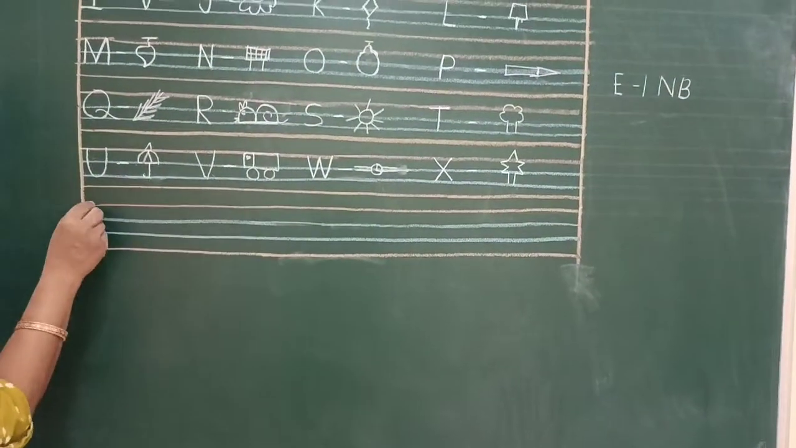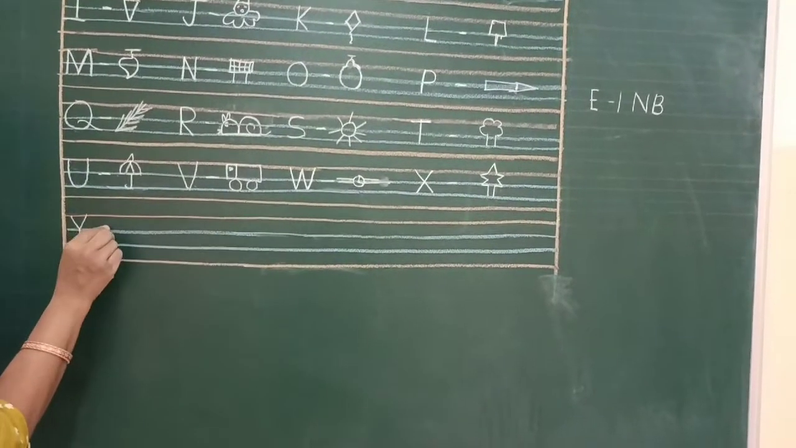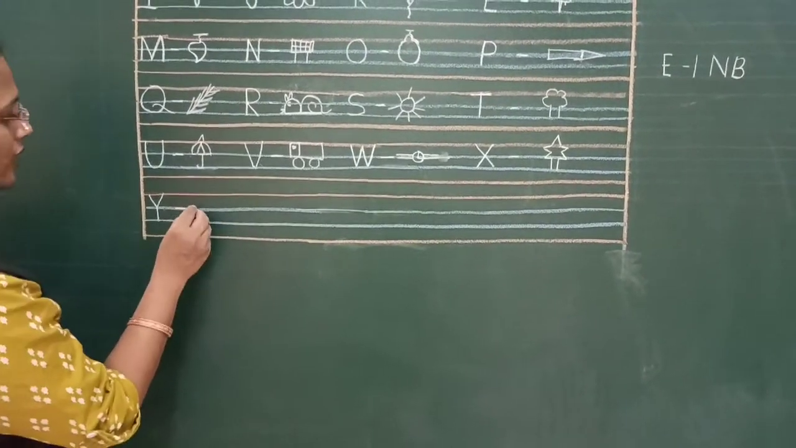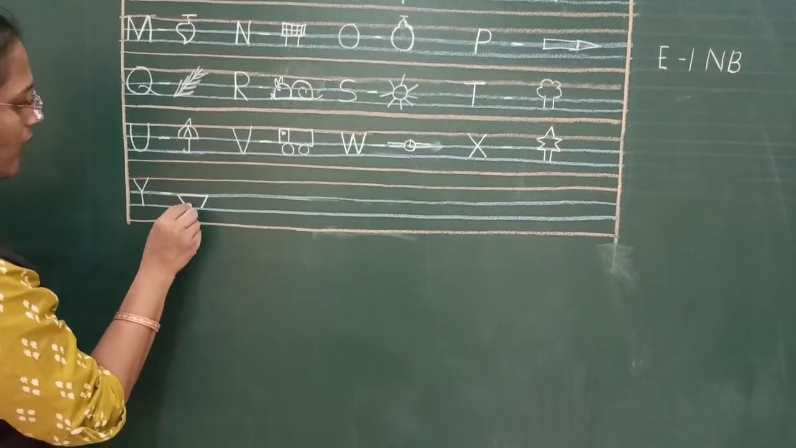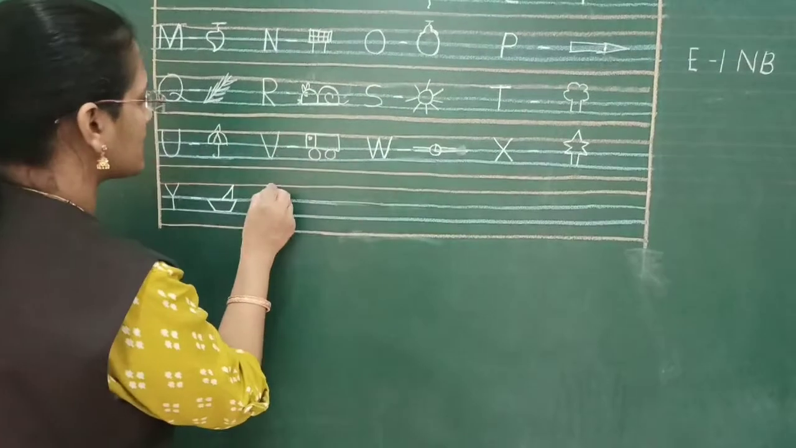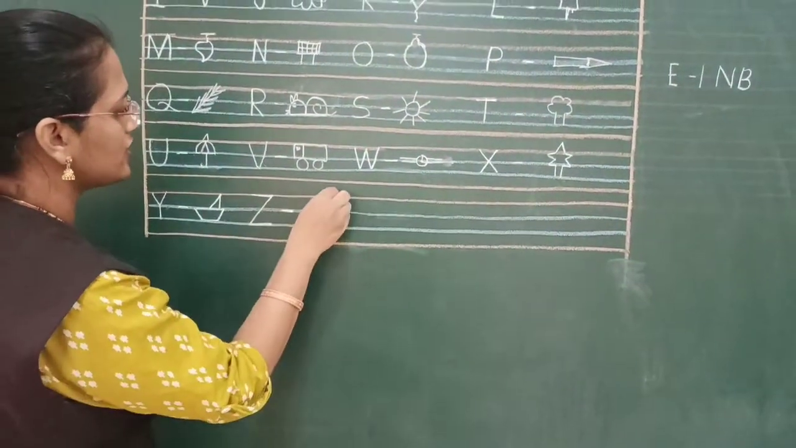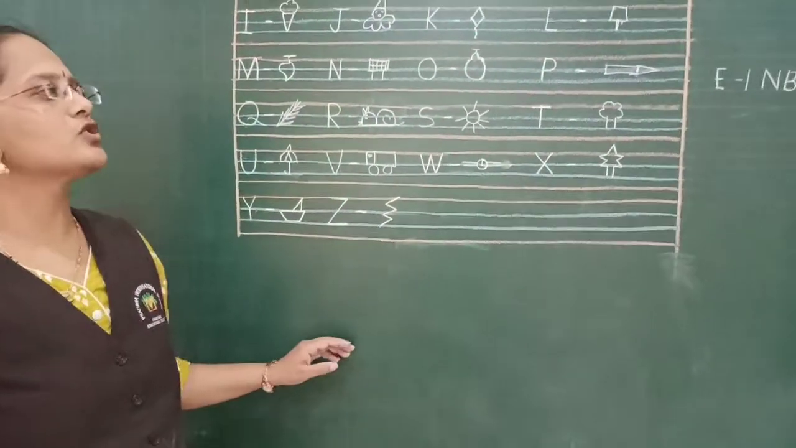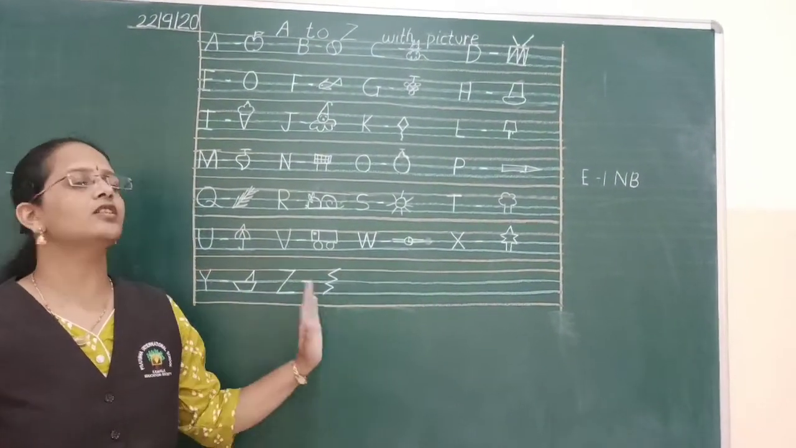Then next is capital alphabet Y, and Y is for, you can draw yo-yo or you can draw yacht. So like this, Y is for yacht. Okay, and the last one is Z, and Z, just draw a zigzag line like this. Okay, so like this today we learn A to Z capital alphabets with picture.